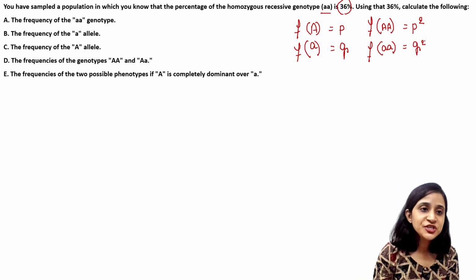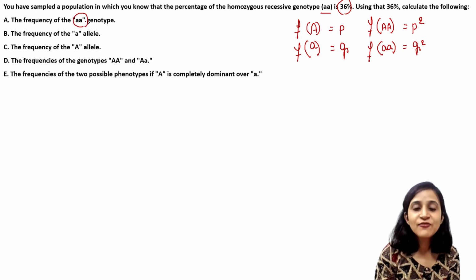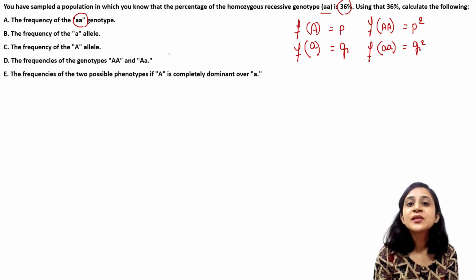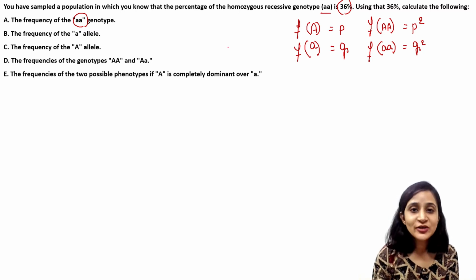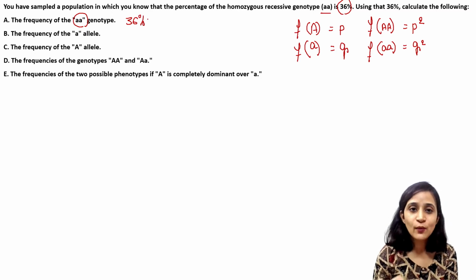So first question, the frequency of small a small a genotype. In this case, the recessive genotype frequency is already given in the question, that the frequency of small a small a genotype is 36%. So it is already answered in the question.